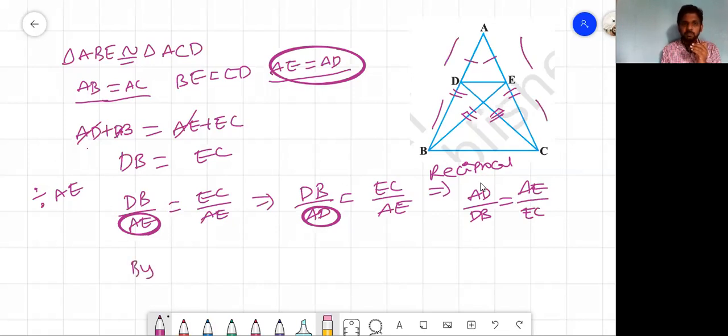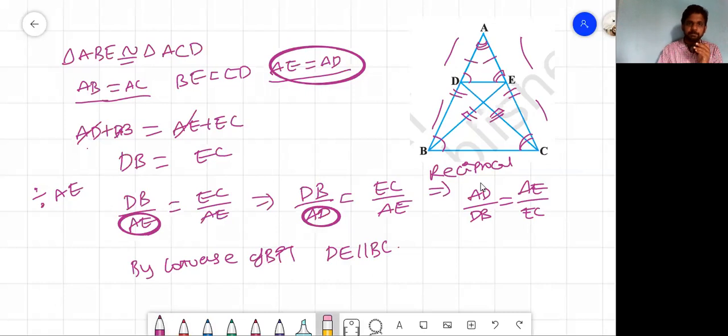So by converse of BPT, we have DE parallel to BC. So if DE is parallel to BC, angle B is equal to angle D. You have to write these things. I'm not writing it here. Angle C is equal to angle E. Angle A is common in both the triangles. Therefore, by AA criterion or by AAA criterion, we can say that triangle ADE is similar to triangle ABC.